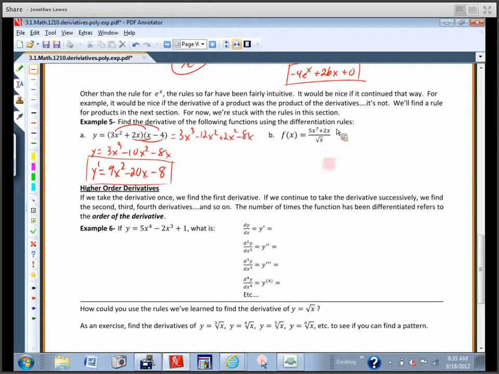Pretty cool, huh? Again, I'll say this one last time. Think about how long that would take to do it using the definition. I mean, that would take forever. Okay? All right, let's take a look at the next one.